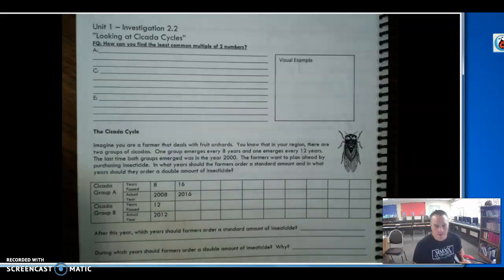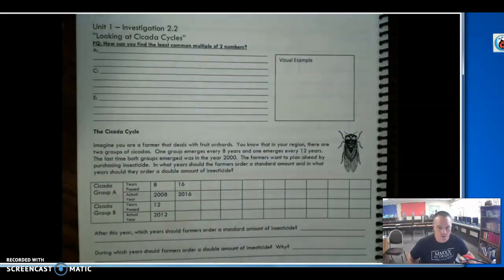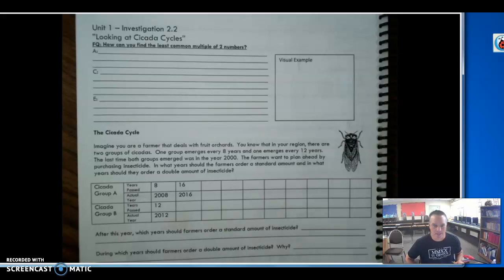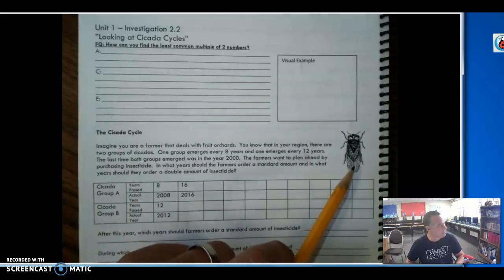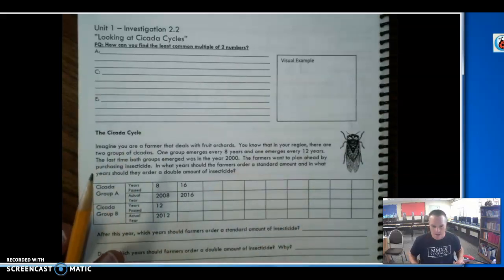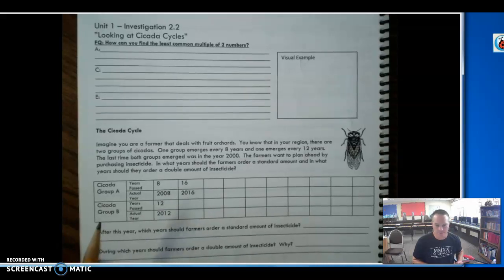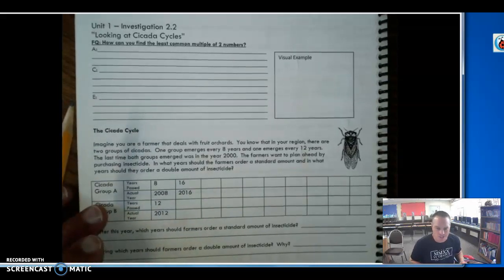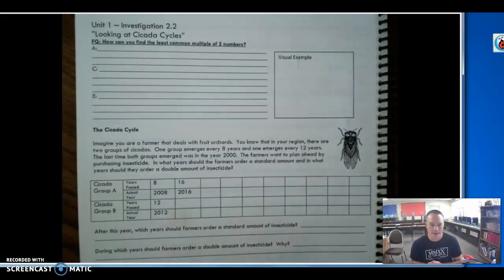What's up? Alright, so it's Investigation 2-2. We're looking at cicada cycles. In case you didn't know what a cicada was, it is this guy right here. They're disgusting bugs that come out at different years. And for this example, you're going to have to use your imagination. You're going to have to pretend that you are a farmer and that you are excited about killing cicadas with some pesticide because they are coming to eat all of your crops.